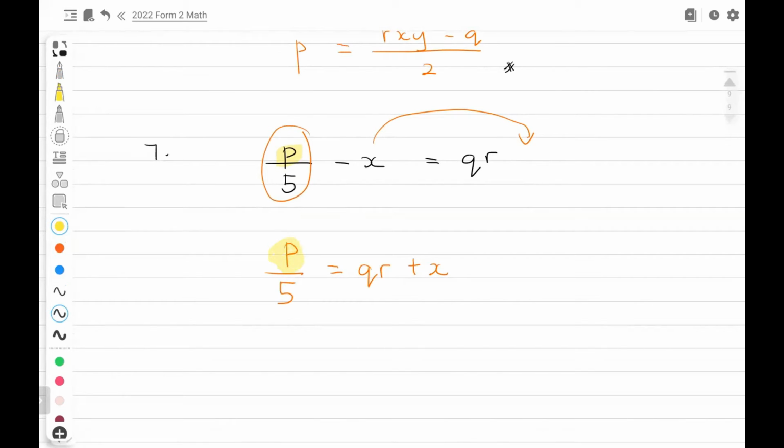Now we have to move divided by 5. Divide, move to the back, become times. But because on the right side there is a group already, qr plus x is a group. Why do we know it's a group? Because it's already on the right side there. So when we multiply with 5, we have to insert the bracket. 5 times qr plus x. Until here can follow or not?